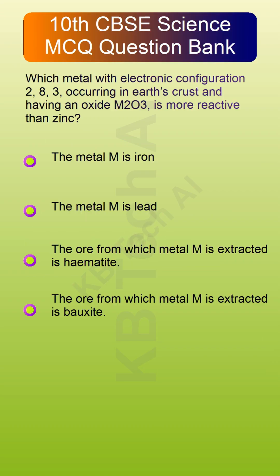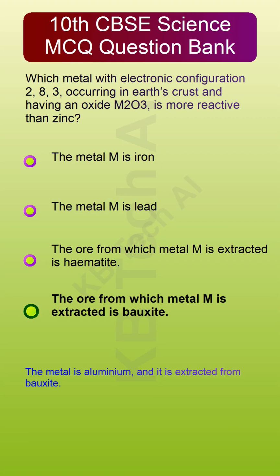Which metal with electronic configuration 2, 8, 3, occurring in Earth's crust and having an oxide M2O3, is more reactive than zinc? Option 1, the metal M is iron, Option 2, the metal M is lead, Option 3, the ore from which metal M is extracted is hematite, Option 4, the ore from which metal M is extracted is bauxite. The answer is Option 4, the ore from which metal M is extracted is bauxite.